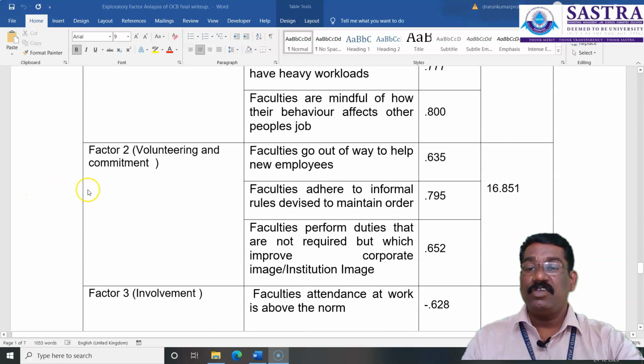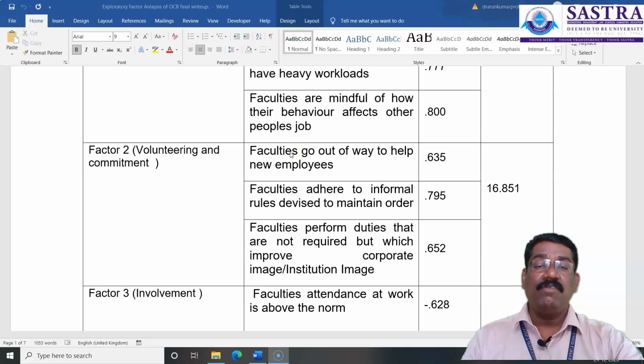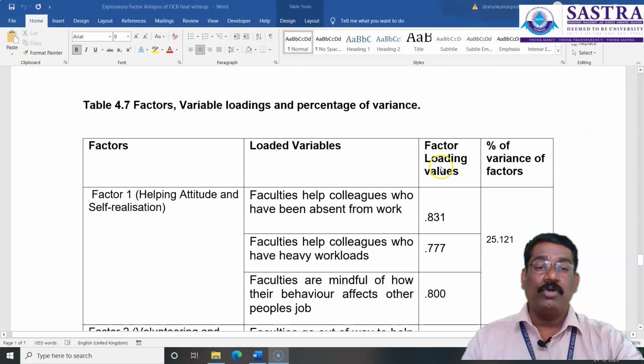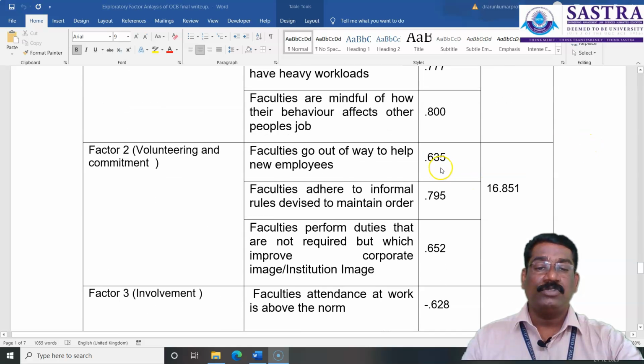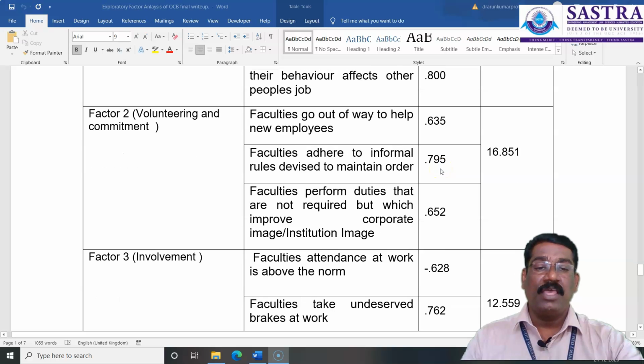And also similarly, we have factor 2, volunteering and commitment. We have given it a name. And there are 3 variables loaded in factor 2, and you can see the respective loadings here. You can see the factor loading values we have plucked out from there and put here. And also in the variance table, we have taken the respective variance of factor 2 and put it here.